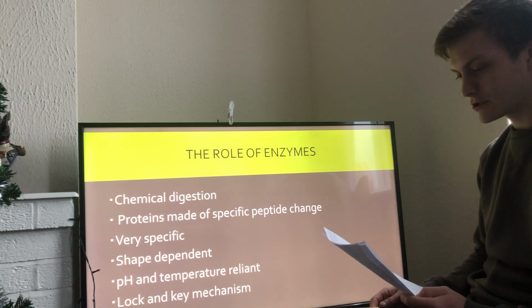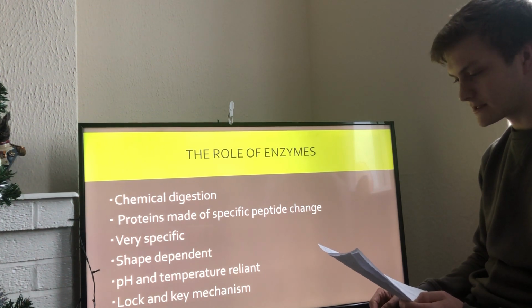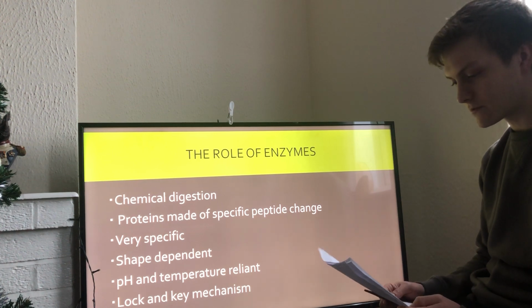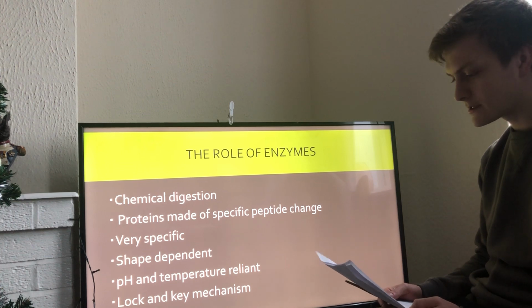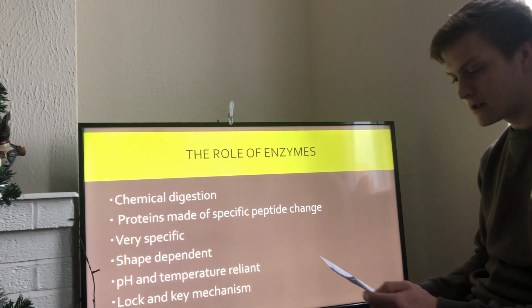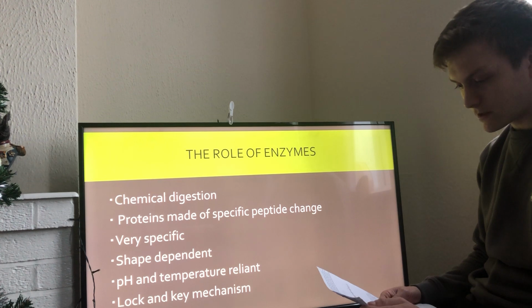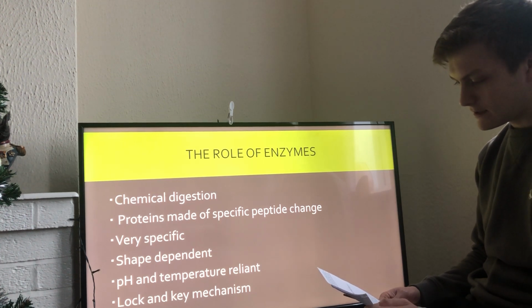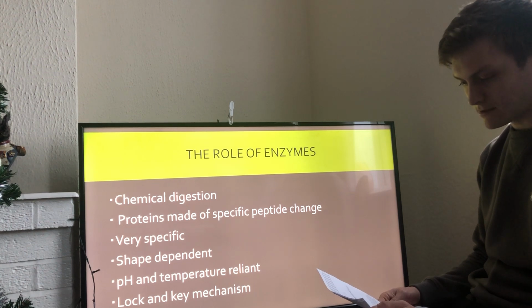Chemical digestion is largely facilitated by the digestive enzymes. Although the acidity of the stomach and other chemicals do have active roles to play, digestive enzymes are like all enzymes: proteins made of a specific peptide chain. They are specific, and one enzyme carries out one reaction. They are shape dependent, and that shape can easily be disrupted by pH and temperature.